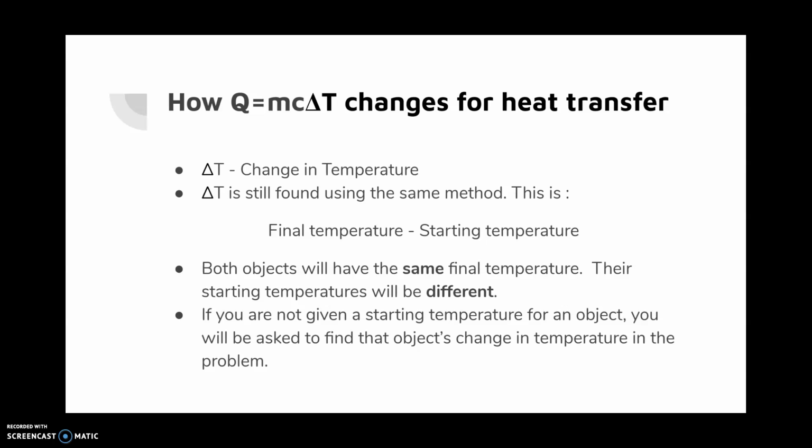Finally, change in T, your change in temperature. The change in T formula does not change. It is still final temperature minus starting temperature. Both objects will have the same final temperature, but their starting temperatures will be different. If you're not given a starting temperature for an object, you will be asked to find that object's change in temperature in the problem. All right, let's do two practice problems.